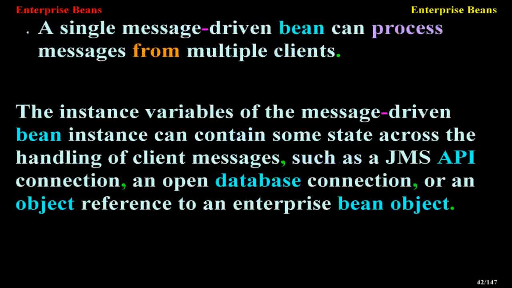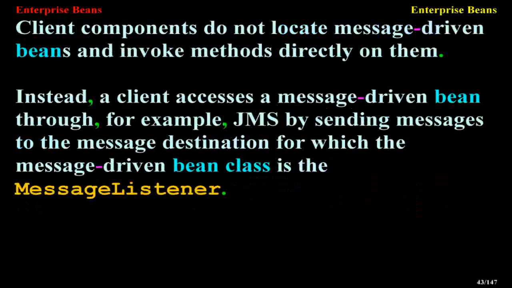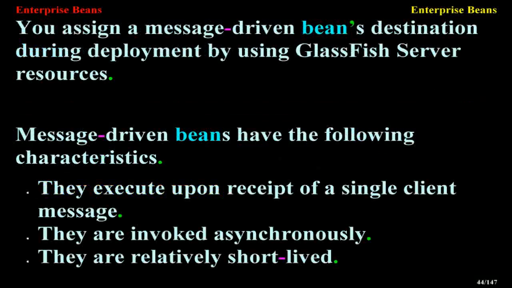The instance variables of the message-driven bean instance can contain some state across the handling of client messages, such as a JMS API connection, an open database connection, or an object reference to an enterprise bean object. Client components do not locate message-driven beans and invoke methods directly on them. Instead, a client accesses a message-driven bean through, for example, JMS by sending messages to the message destination for which the message-driven bean class is the message listener. You assign a message-driven bean's destination during deployment by using GlassFish Server resources.